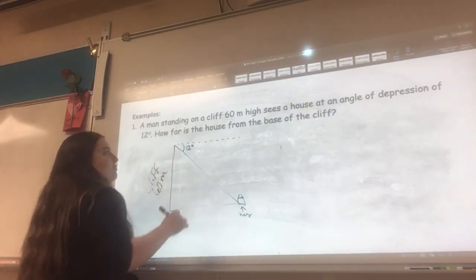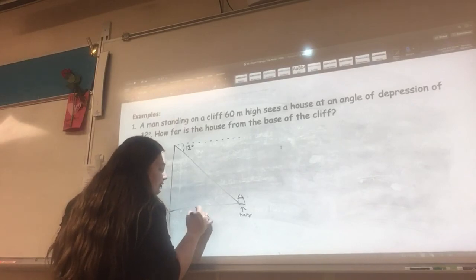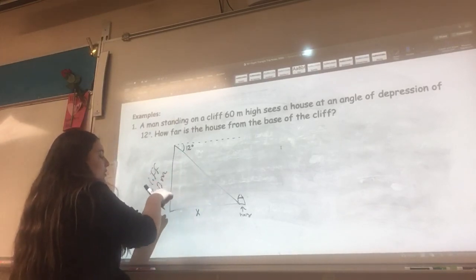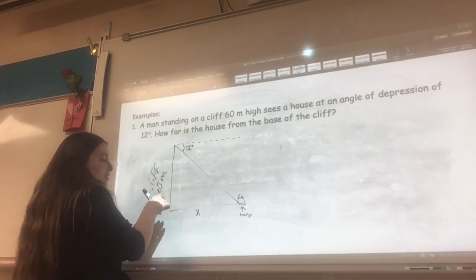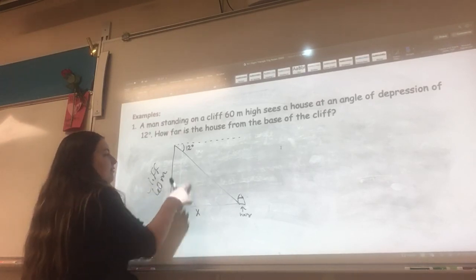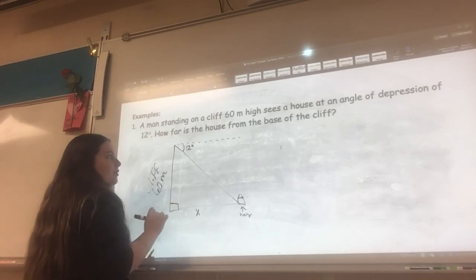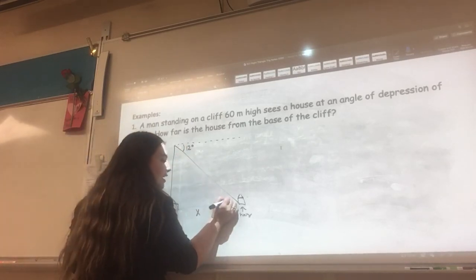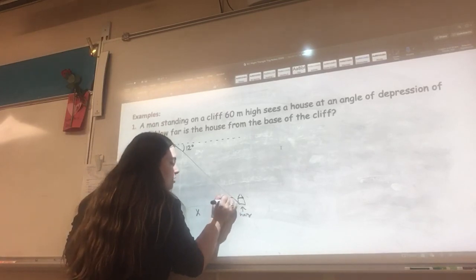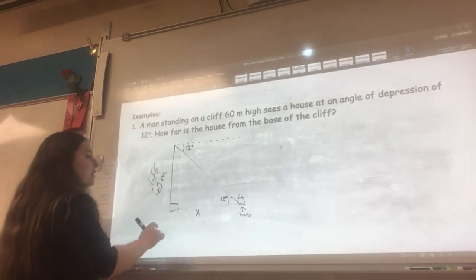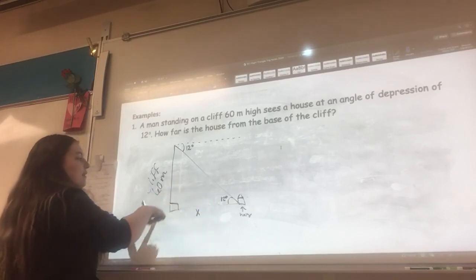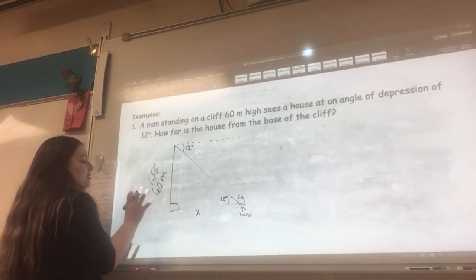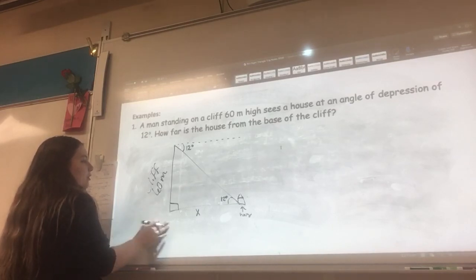How far is the house from the base of the cliff? So we want to know how far is the house from the cliff. Well, we could use certain sine, cosine, or tangent here, but we don't have an angle inside of our right triangle. So again, angle of depression is the exact same thing as your angle of elevation. It should help you a lot. Now that you know what this angle is, we have to determine whether we are going to use tangent, sine, or cosine.